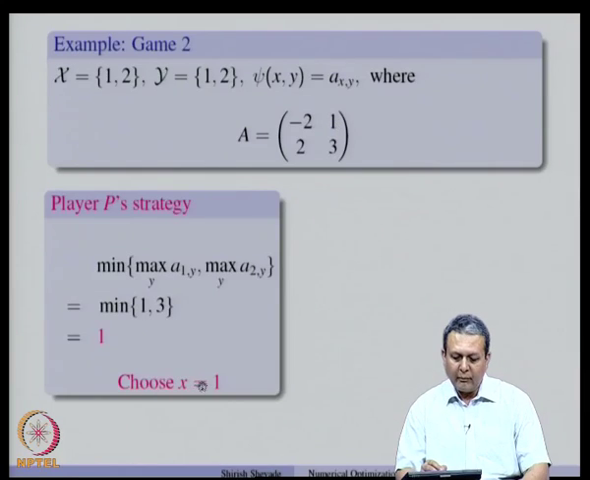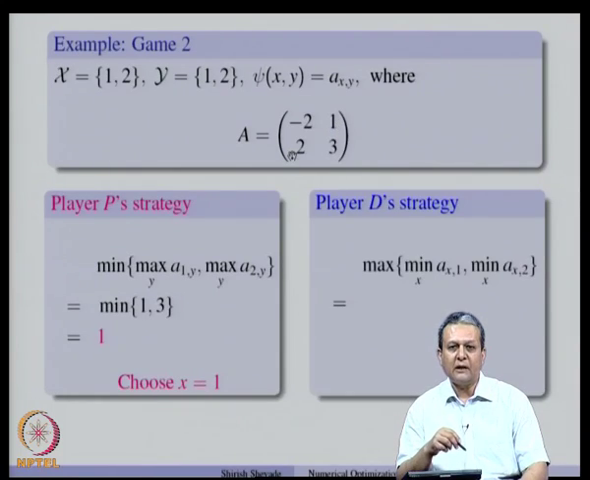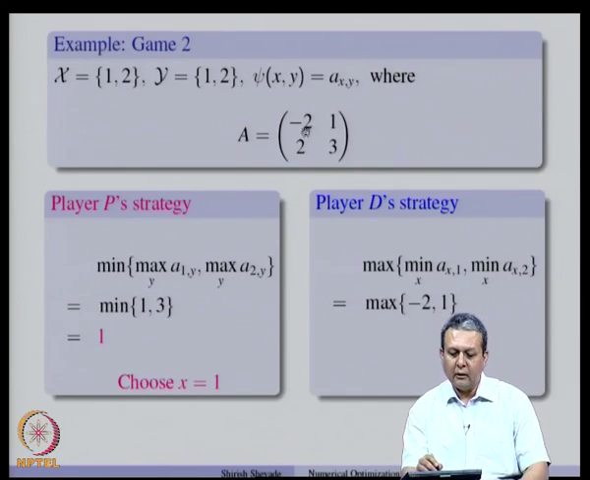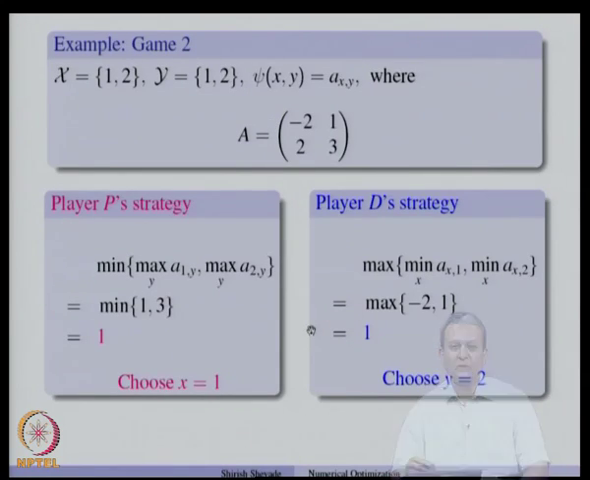So, player P chooses strategy 1, and if we look at the player D strategy, it will be the max min strategy, and as I said earlier, the max of -2 and 1, which is 1. So, player P chooses strategy 1 and player D chooses strategy 2, and they both correspond to this 1. That means that in this game, with player P choosing strategy x equal to 1 and player D choosing strategy y equal to 2, the payoff is 1. That means that player P will have to pay 1 unit to player D.